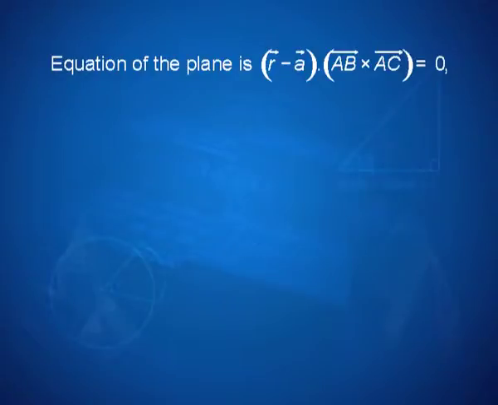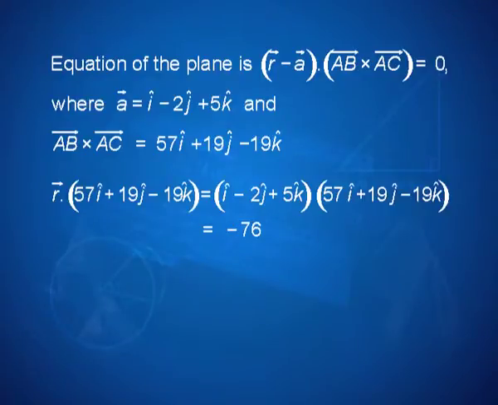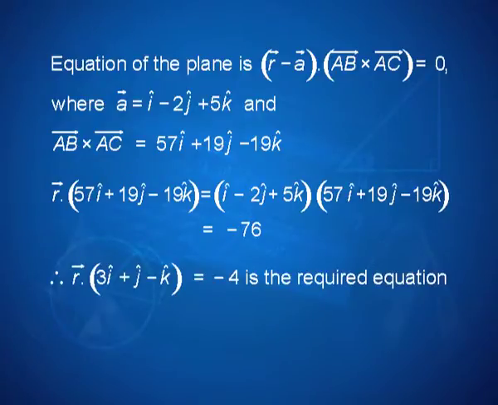We did see that equation of a plane through a point is given as vector r minus vector a dot n. Now, vector n gets replaced with AB cross AC. So, we have everything ready to form equation of the plane, and that simplifies to be same as vector r dot 57i plus 19j minus 19k cap equal to negative 76, simplification of vector a and the vector n which is along AB cross AC dot product, and therefore, simplification gives us the final answer as vector r dot 3i plus j cap minus k cap equal to negative 4 as the required equation.